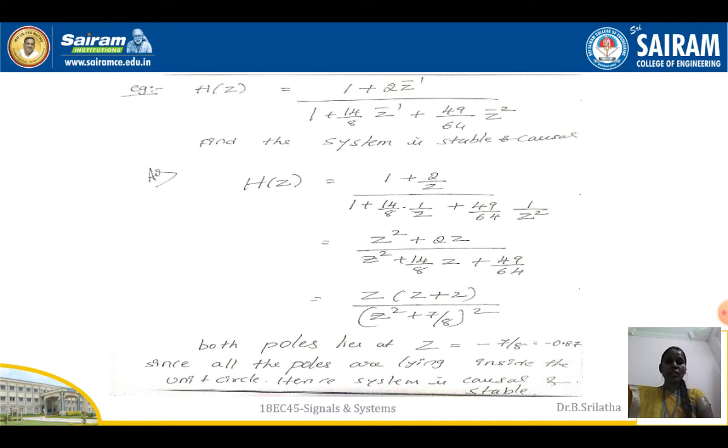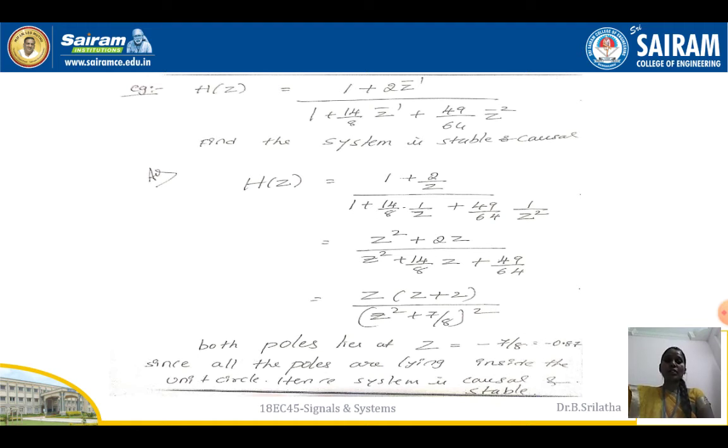The two poles are lying inside the unit circle, because the unit circle lies between -1 and +1, but our poles are both -0.87. Both the poles are lying inside the unit circle. Hence, all the poles are lying inside the unit circle, which means the system is both stable and causal. Clear? In the previous problem, even one pole lying outside the unit circle meant the system is not causal and stable.